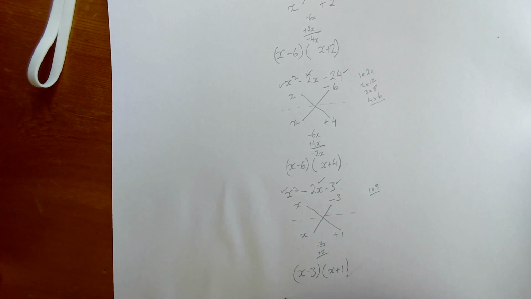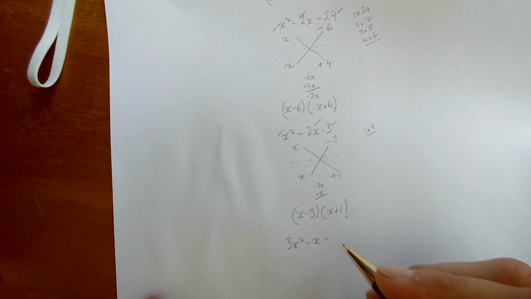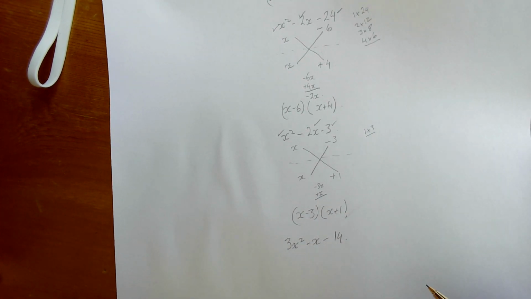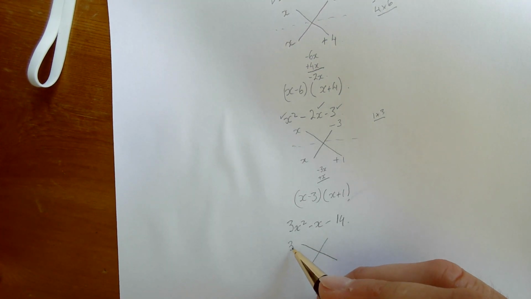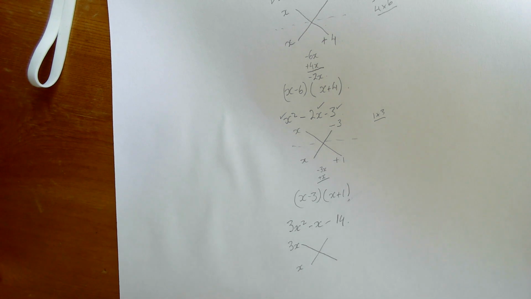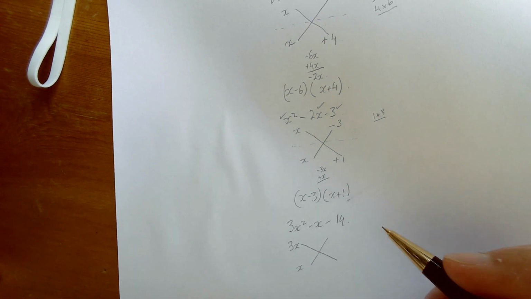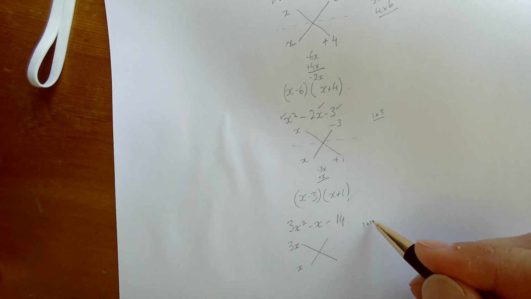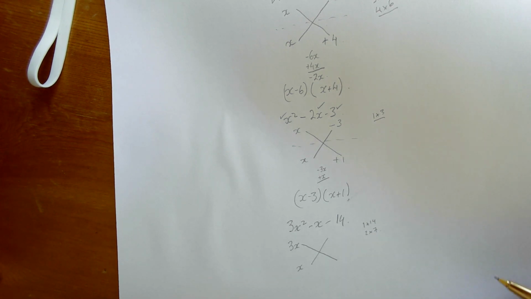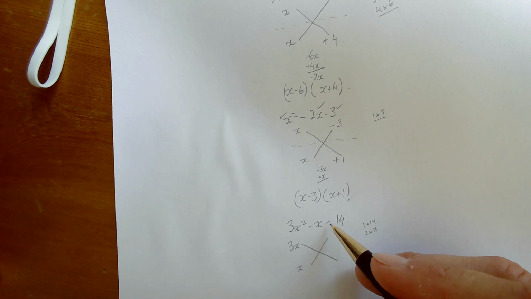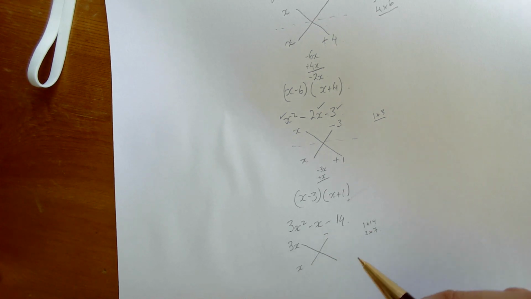So in the last example in this video, we're going to look at 3x squared minus x minus 14. We start off as always with our cross, and we say 3x times x, because we know that's going to give us 3x squared. Now what are the factors of 14 that we could possibly work with? Well, we have 1 times 14 and we have 2 times 7, and that's it. We know this is going to have to be a minus, so let's have a minus here and a plus here. Let's experiment a little bit with this.